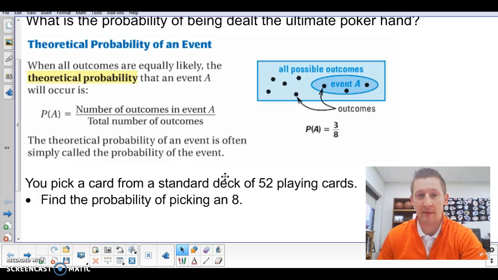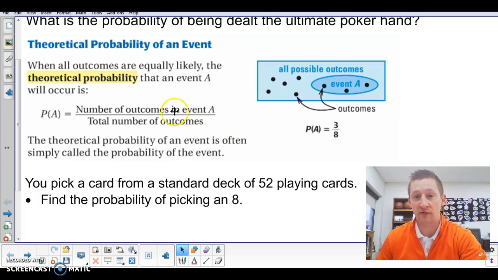Anyways, the theoretical probability of an event. When all outcomes are equally likely, the theoretical probability that an event A will occur is P of A, the probability of that event occurring, which is equal to the number of outcomes in that event divided by the total number of outcomes. So if I have 8 possible outcomes, looking at this Venn diagram, and event A is the event that I'm looking for, there are 3 items in event A compared to 8 possible outcomes total. That means the probability of one of these 3 events happening is 3 out of 8, or 3/8. And oftentimes we're going to use fractions to denote probabilities.